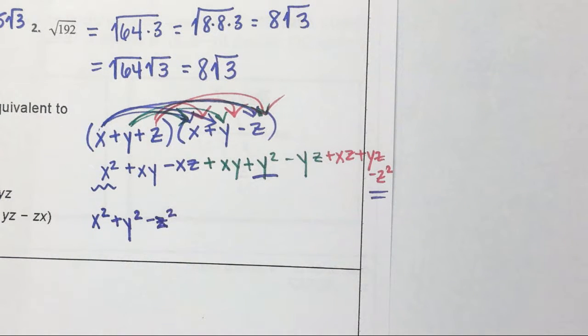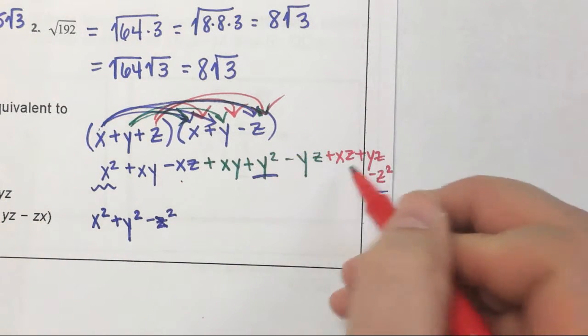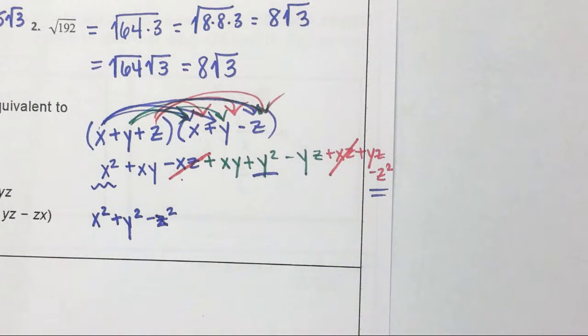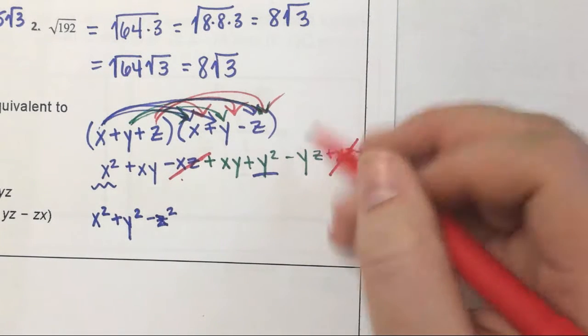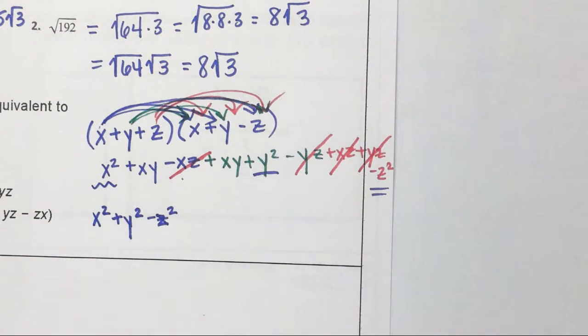And notice B, C, and D all start off like that. X squared plus y squared minus z squared. The issue is what's going on down at the end. So I see we have a negative xz and a positive xz. Those two should cancel out. We also have a negative yz and a positive yz. Those two should also cancel out.